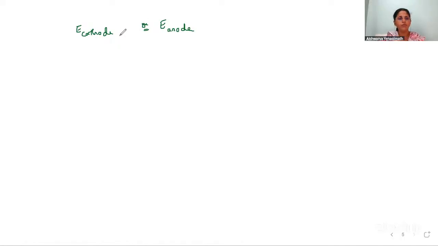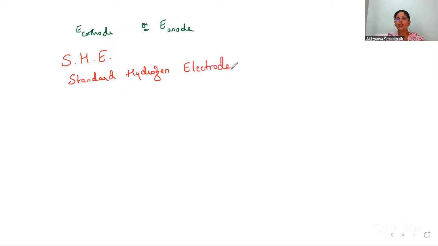To solve this problem, we have in our picture something called SHE. What does this SHE stand for? It stands for standard hydrogen electrode. In some books they also write NHE. It stands for normal hydrogen electrode. But most of the times we use SHE. Using the standard hydrogen electrode, we can calculate the electrode potentials of the half cells, whether it is an oxidation half cell or a reduction half cell.